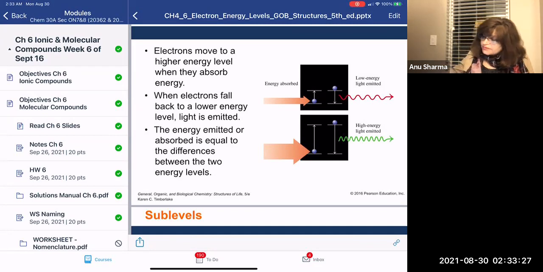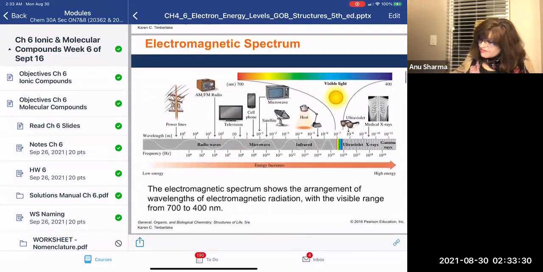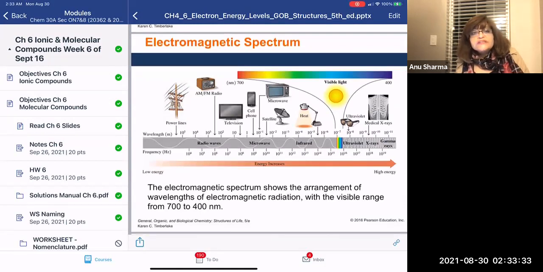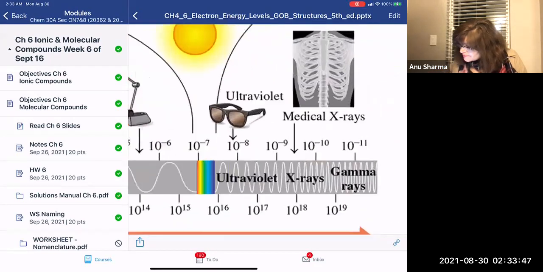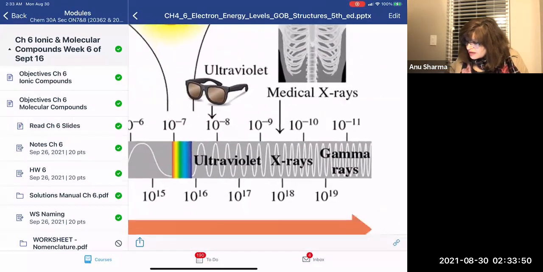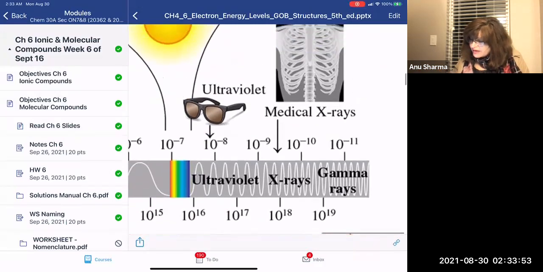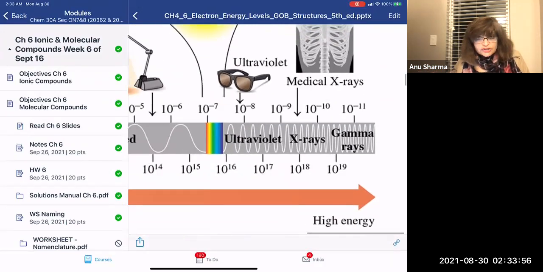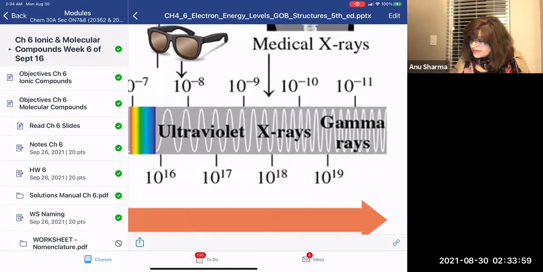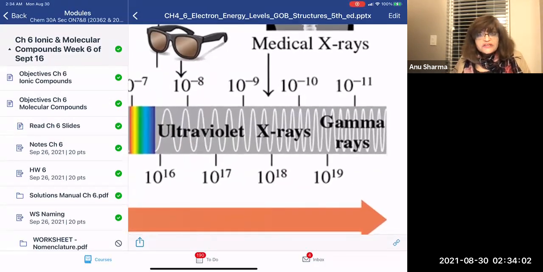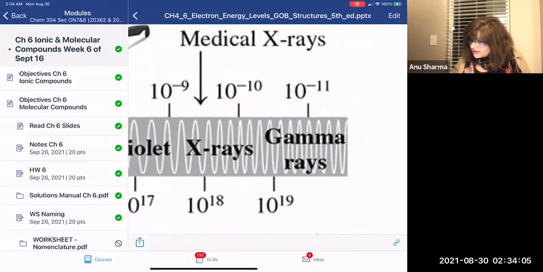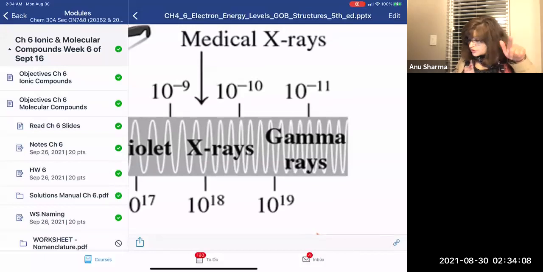Now, how do we know that? Because we had discovered that there were several other radiations present. So this is the electromagnetic spectrum. Okay, this shows the arrangement of the wavelengths of the electromagnetic radiations with a visible range from 700 to 400 nanometers. Okay, so we had discovered these X-rays, and then we had discovered the gamma radiations from the radioactive sources. So gamma radiations are very, very dangerous. They are high frequency. You see how the waves are coming so close, so fast.